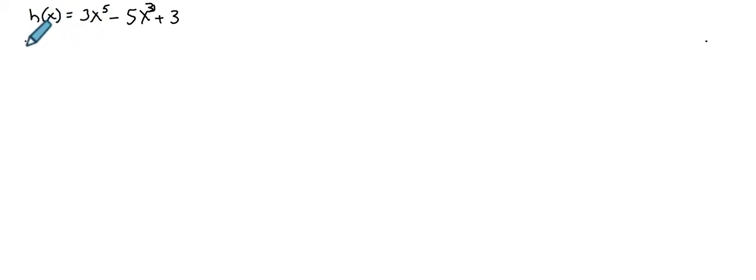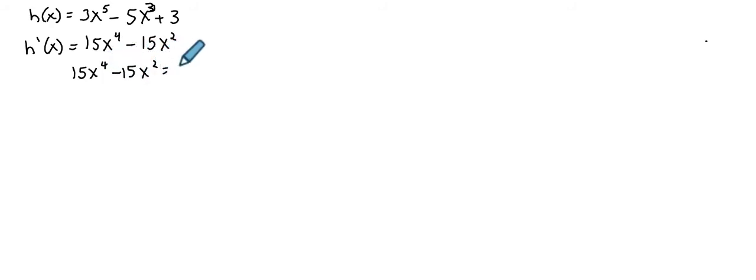Okay, so step 1 is to find your first derivative. That gives us 15x to the 4th minus 15x squared. And then the derivative of 3 is 0. It's a polynomial, so it's never undefined. So I just need to find my critical numbers. I now want to set my first derivative equal to 0.